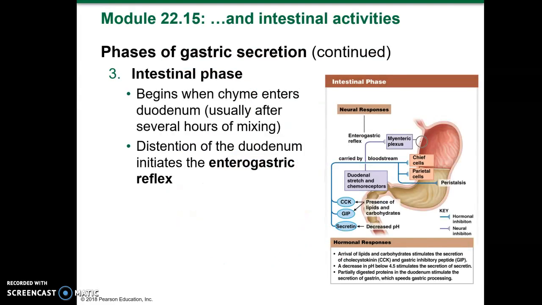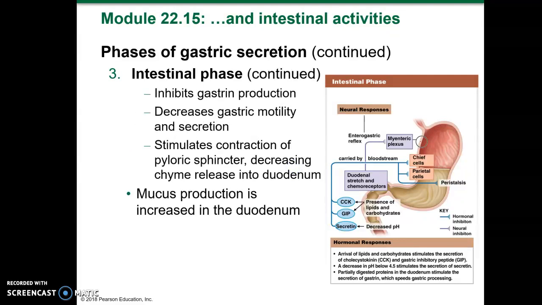The intestinal phase begins when chyme enters the duodenum, usually after several hours of mixing. Distension of the duodenum initiates the enterogastric reflex. It inhibits gastrin production. It decreases the gastric motility and secretion. It stimulates contraction of the pyloric sphincter, decreasing the chyme release into the duodenum. Mucus production is increased in the duodenum at this point.